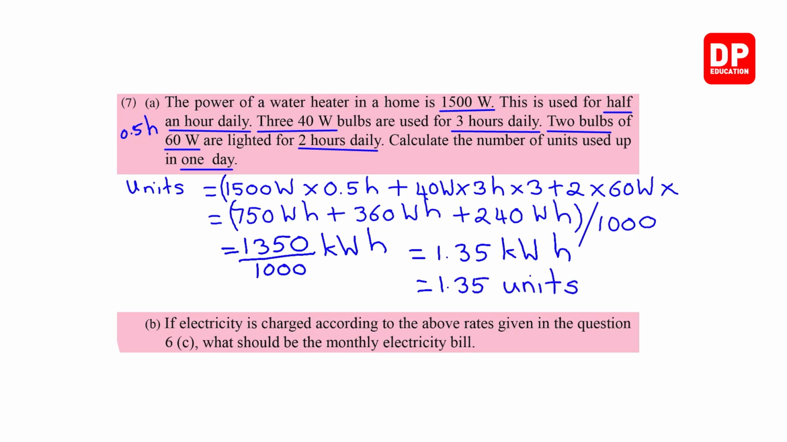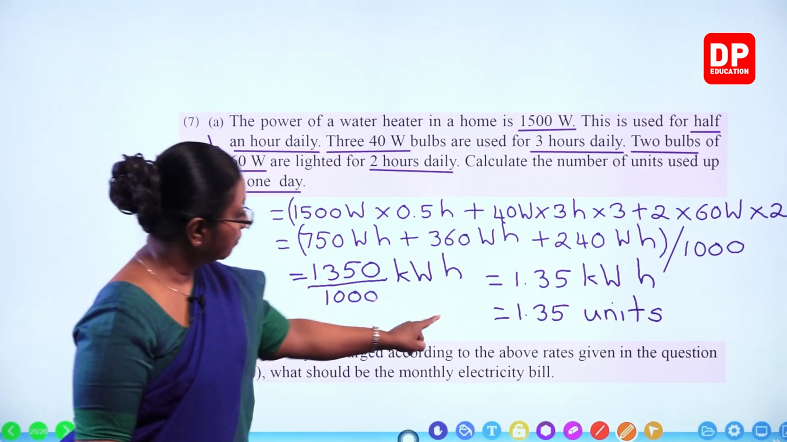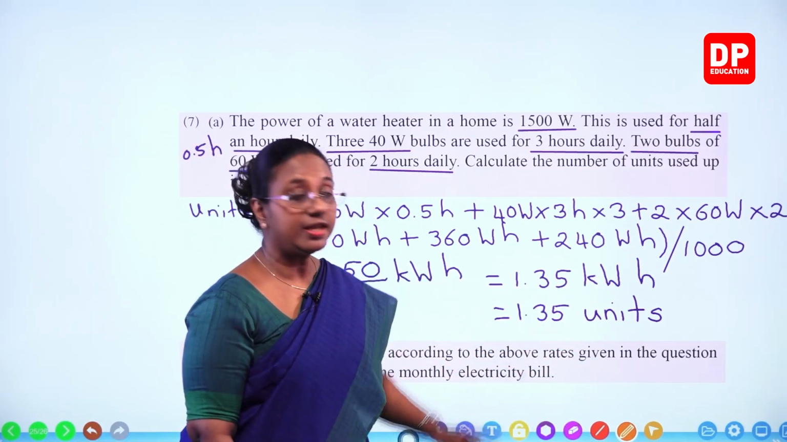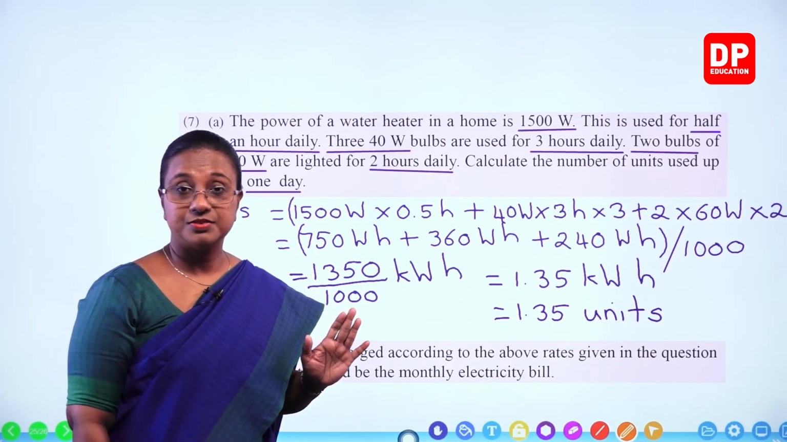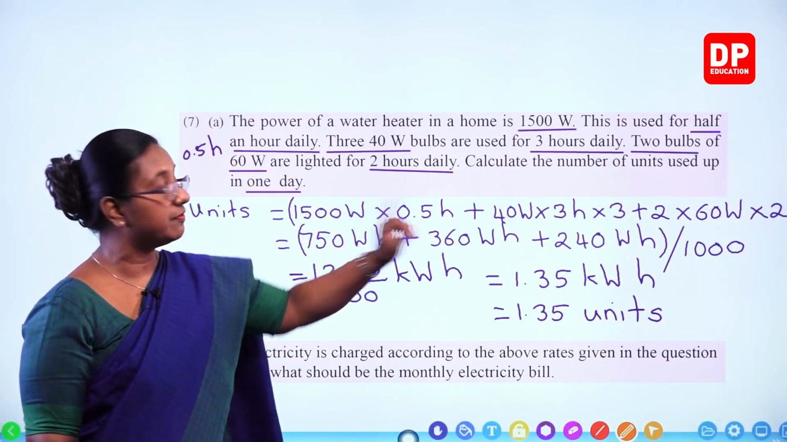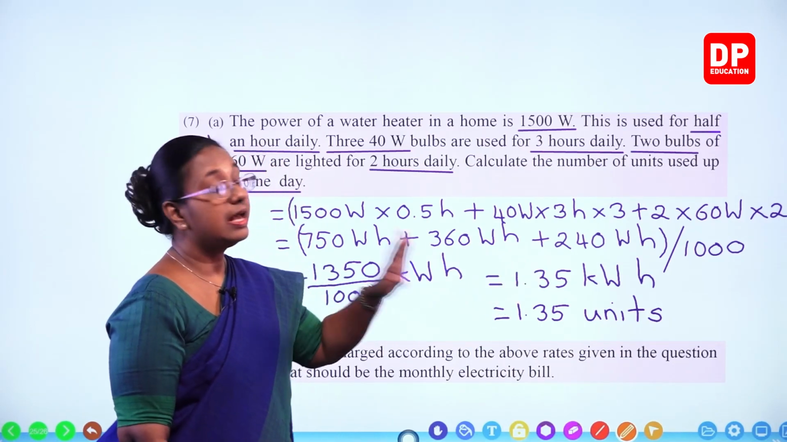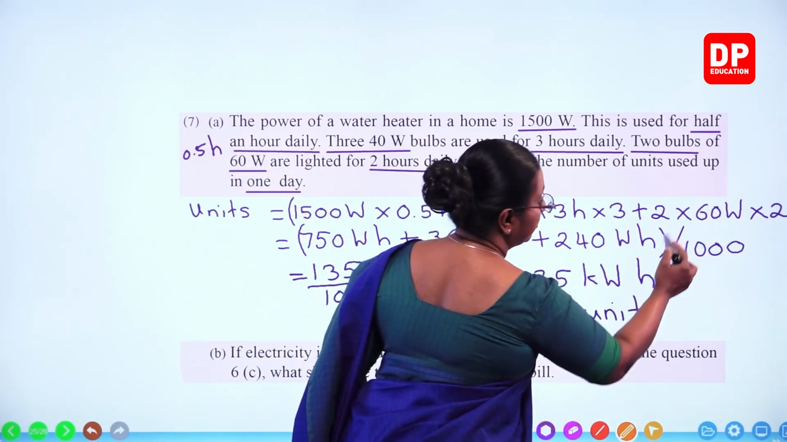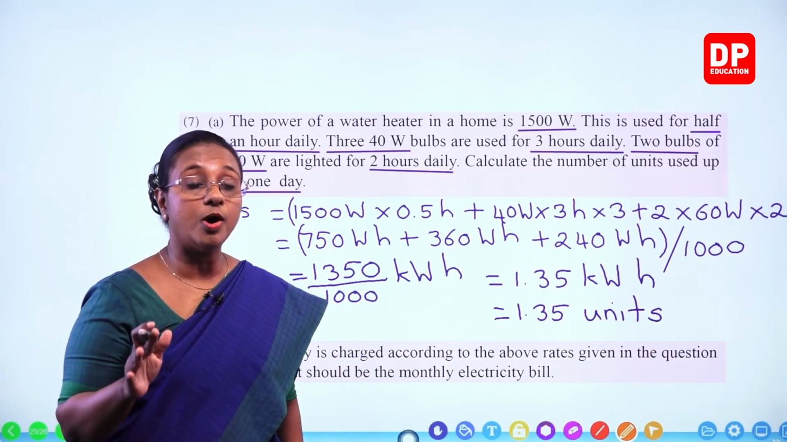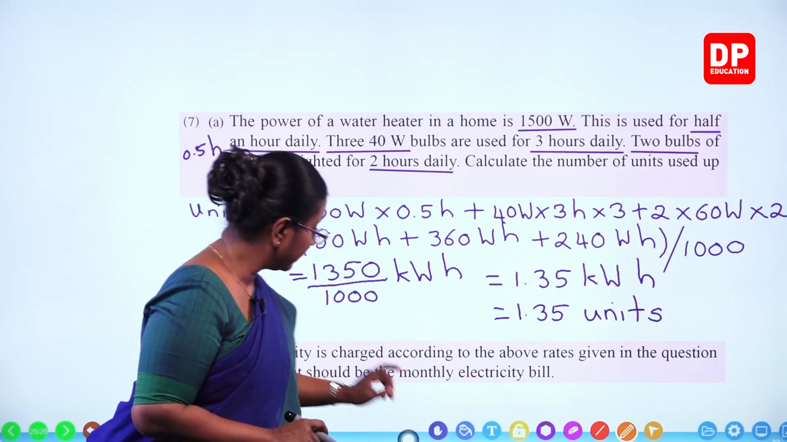Since they have asked the question as calculate the number of units used up in 1 day, 1.35 units, or that is equal to 1.35 kilowatt hours. Is that clear, students? So according to the question, there are 3 devices, the heater and 2 different types of bulbs. So you write them separately and add them together, and you have to make sure that you divide by 1000 so that we get the answer as kilowatt hours. Is that clear to you all? So then we'll look at the next question.